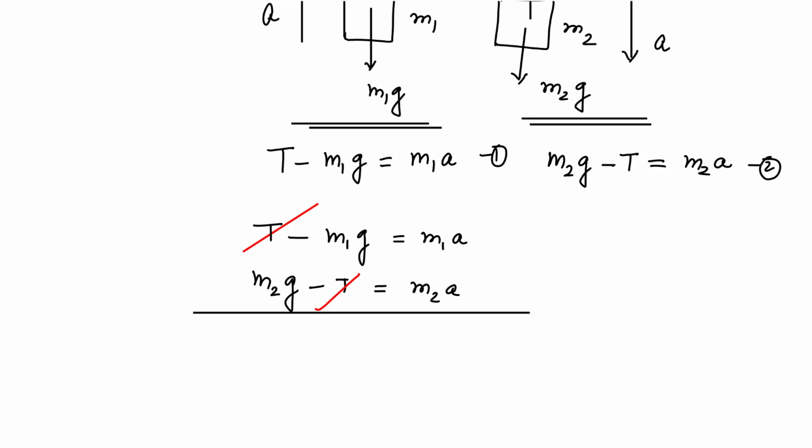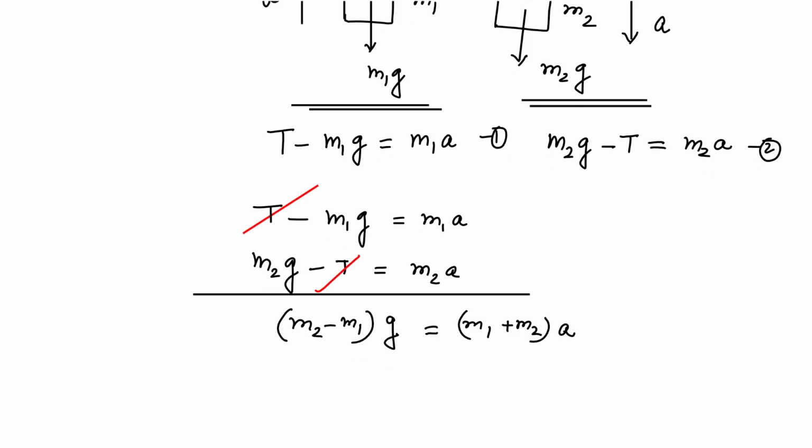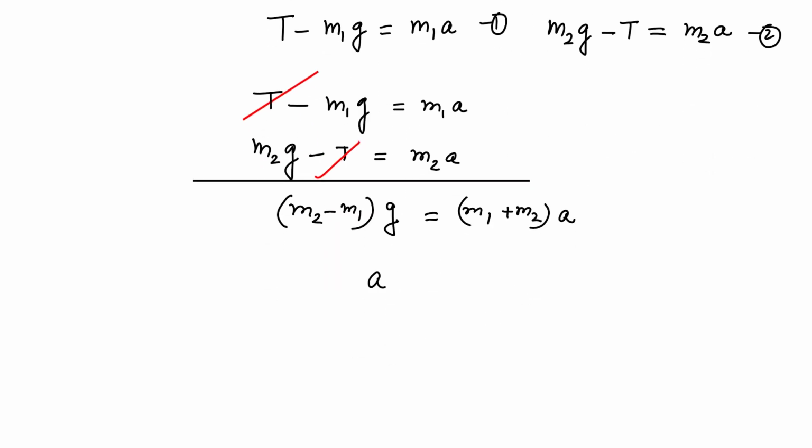So you will have (m2 minus m1) times g is equal to (m1 plus m2) times a. So from here you also get the same value. Acceleration is (m2 minus m1) divided by (m1 plus m2) times g.